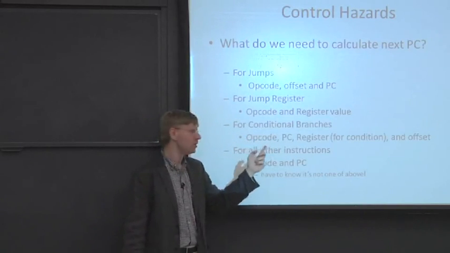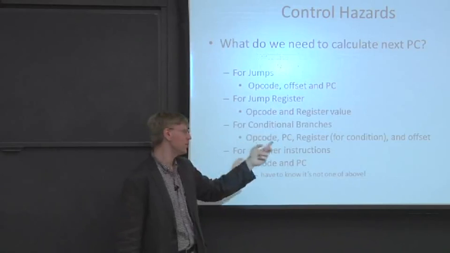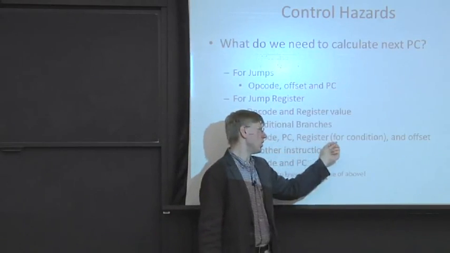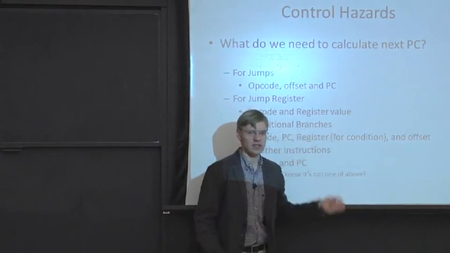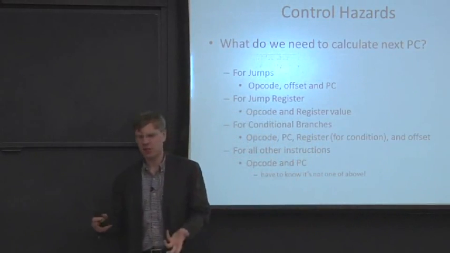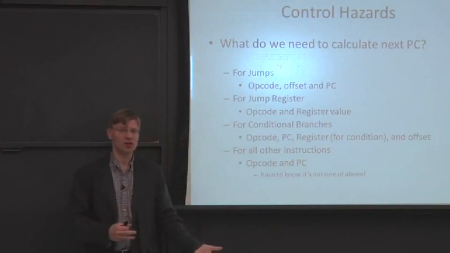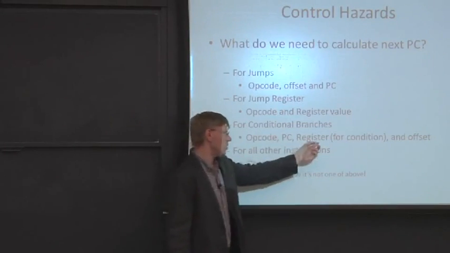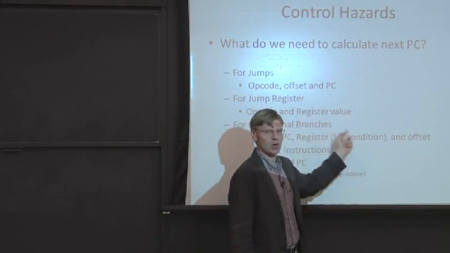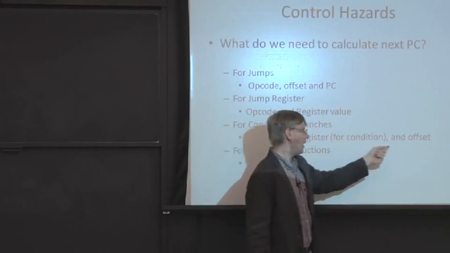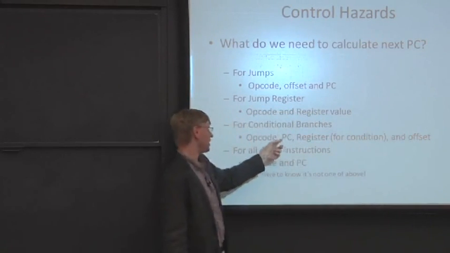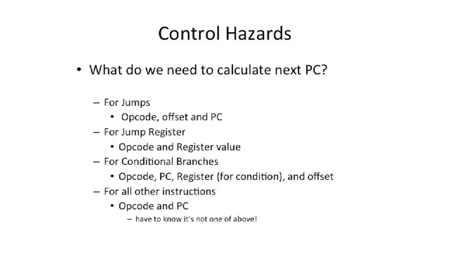Conditional branches, now things start to get a little more complicated. We need to look at the opcode. We need to look at the current program counter. We need to go look at the register, which is going to give us the condition. So we're branching based on whether some value is, let's say, greater than or less than 0. We need to go look at that, but we don't really know that until quite a bit farther down the pipe. And we also need to take the offset and add it to the program counter when we do a PC relative conditional branch. That's how it's defined in MIPS.